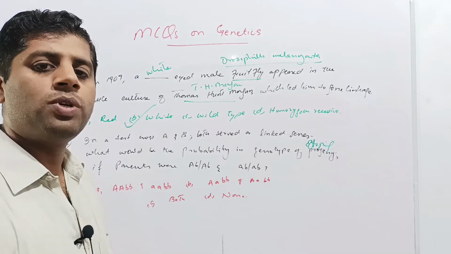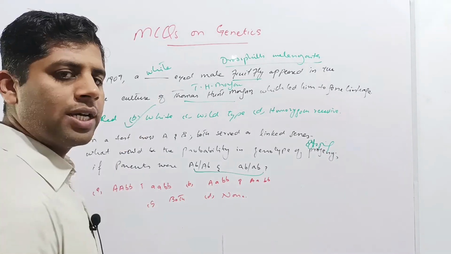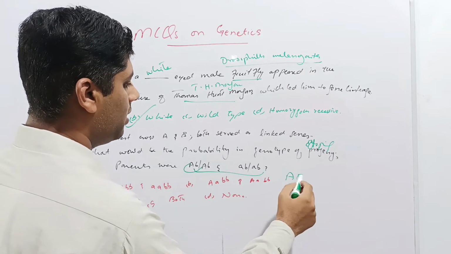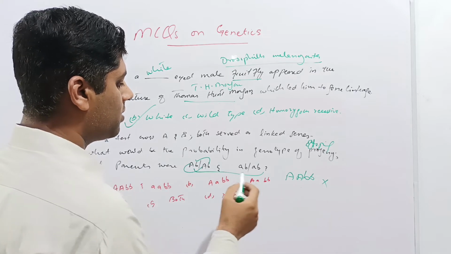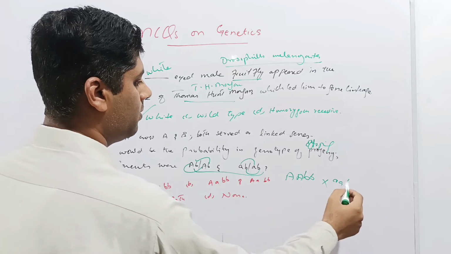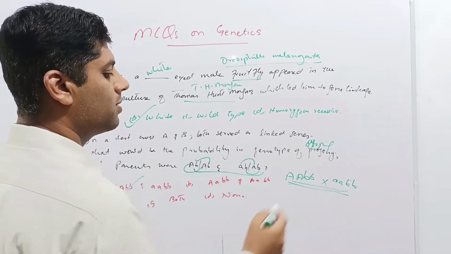Both are none. The probability of offspring can be easily determined here if we have both kinds of the parents. As you know that these are linked genes, so this A will combine to this A, and similarly B will combine to this B. Cross A and B. So in this case the first option resembles this, so option A is correct here.